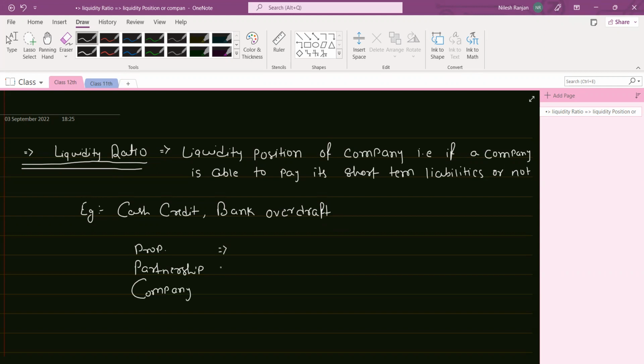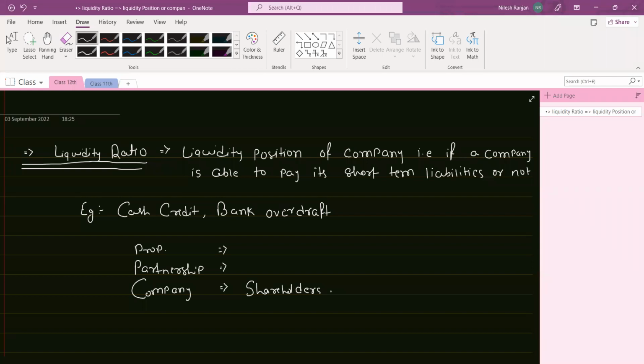You can easily recognize the owner of a proprietorship, and also in the case of a partnership. But who is the owner of a company? Actually, the owners of a company are shareholders. Shareholders are owners of the company, and there are lakhs and crores of shareholders in a company.